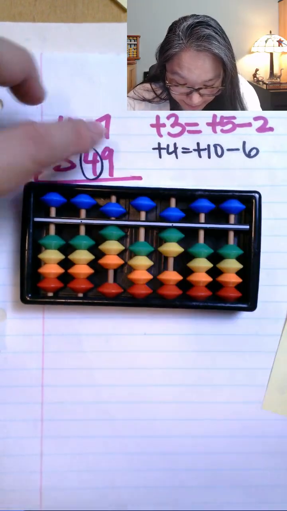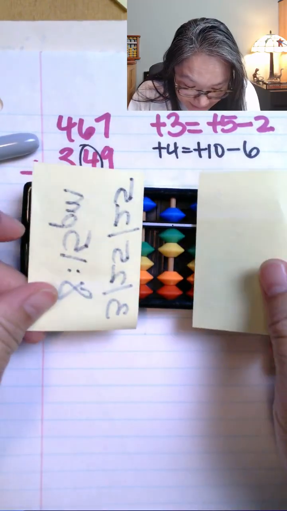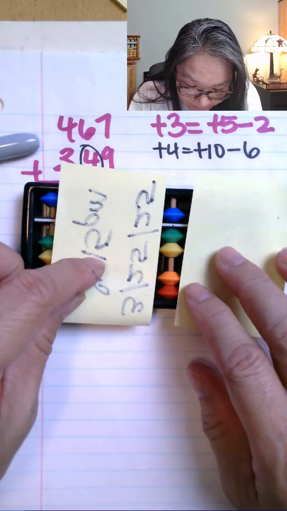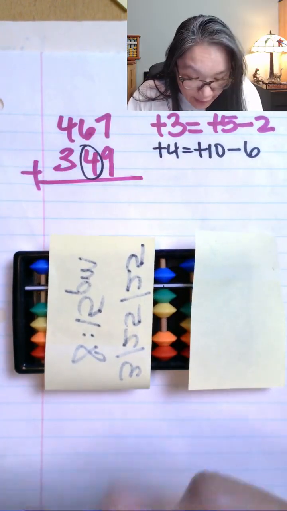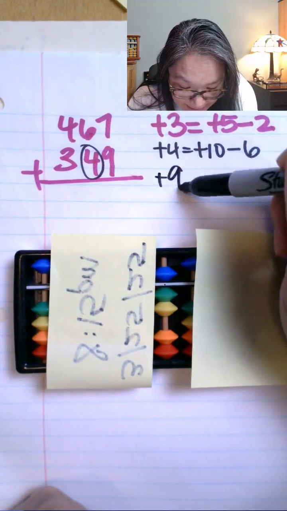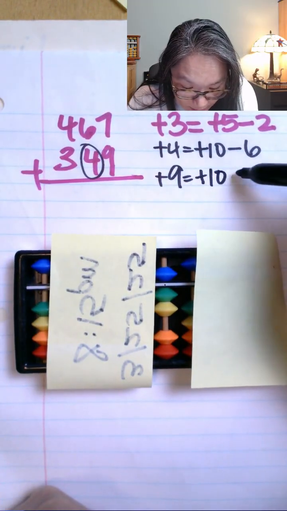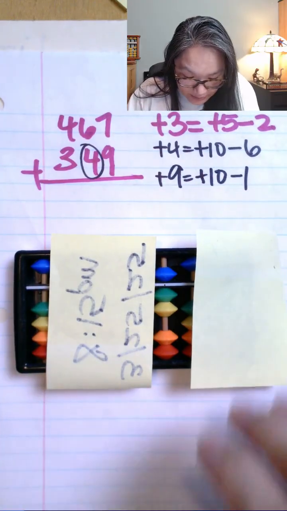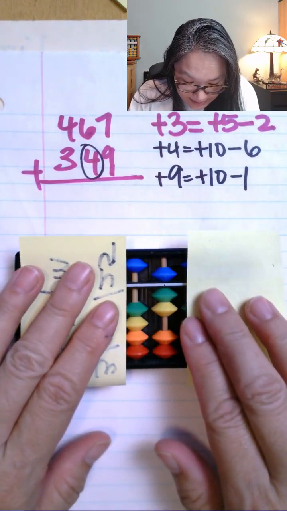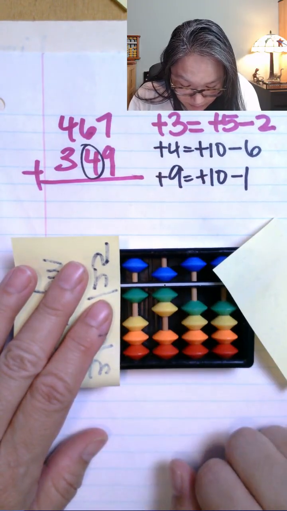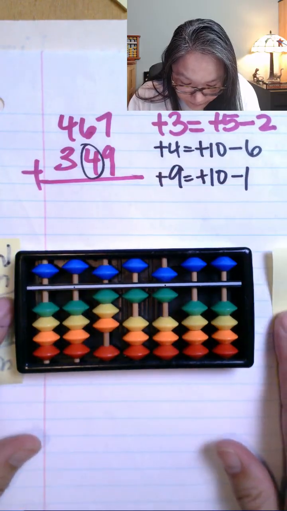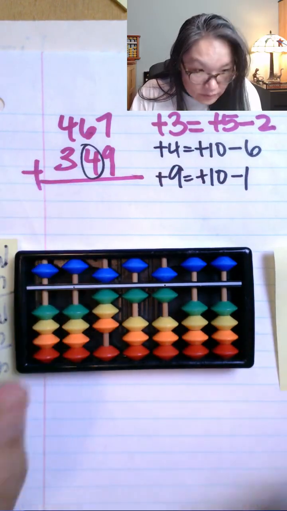And then plus the 9. Well, I'm going to add the 9. How do I add the 9? I cannot add the 9 here. What do I do? Plus the 9 is equal to plus the 10 minus 1. Again, plus the 10 just means this, plus the 10. So plus the 10 minus the 1. And that's my answer, right?